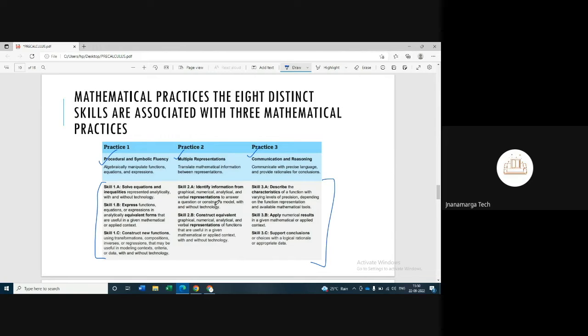So we have our procedural and symbolic fluency, wherein we algebraically manipulate functions: how we can change functions, how we can solve functions and expressions. Then we have how we can translate mathematical information between representations. Mathematical information translation basically means transformations inside of functions. Then we have communicate with precise language and provide rationales and conclusions.